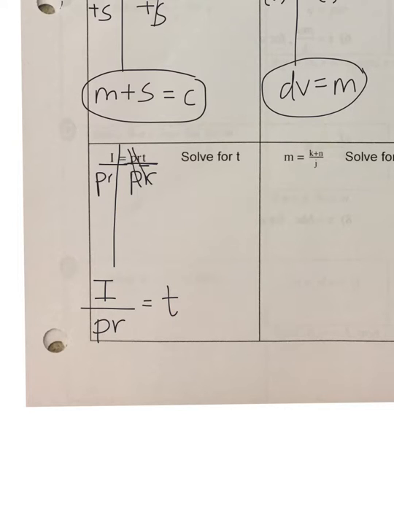Let me show you something real quick. If it had been I equals PTR, if they'd have been in a different order and I still wanted to solve for T, I just divide, and I can just take out the PR together. They don't have to be next to each other as long as they're all being multiplied. But it gets you the same answer.